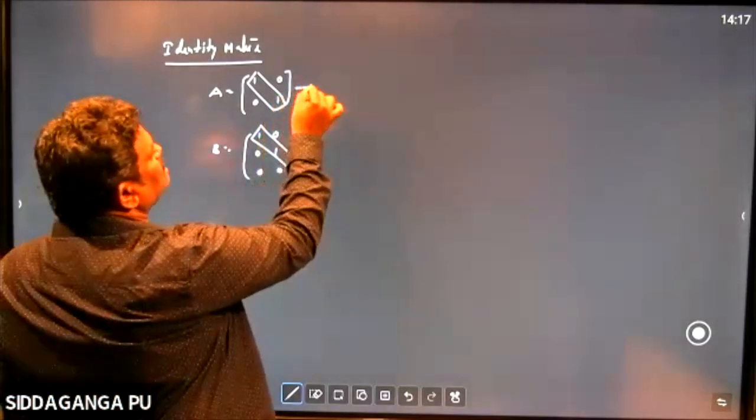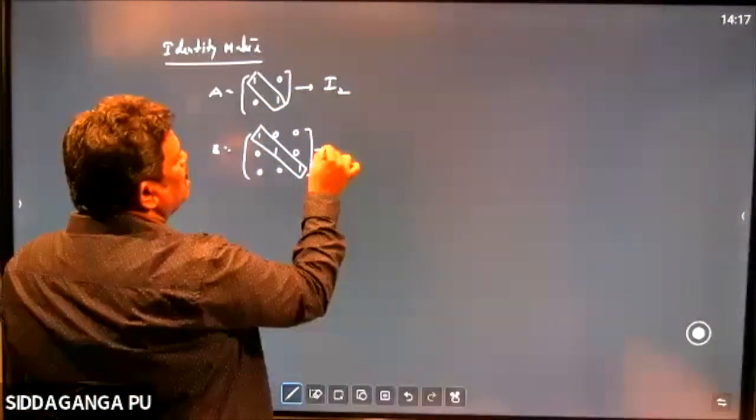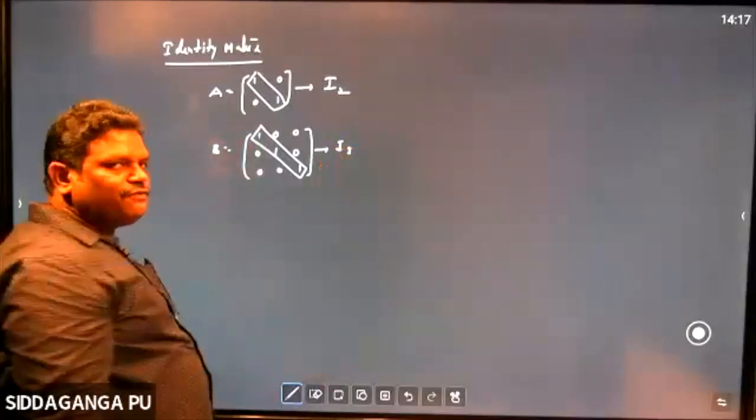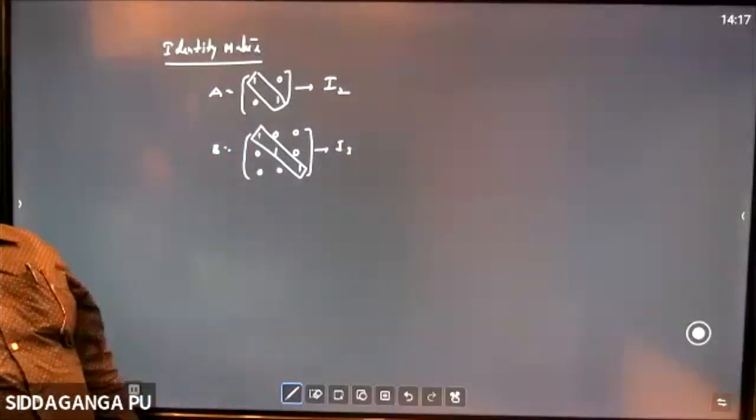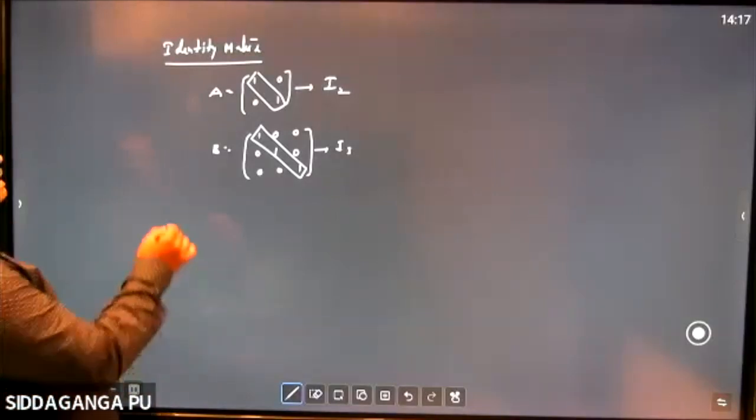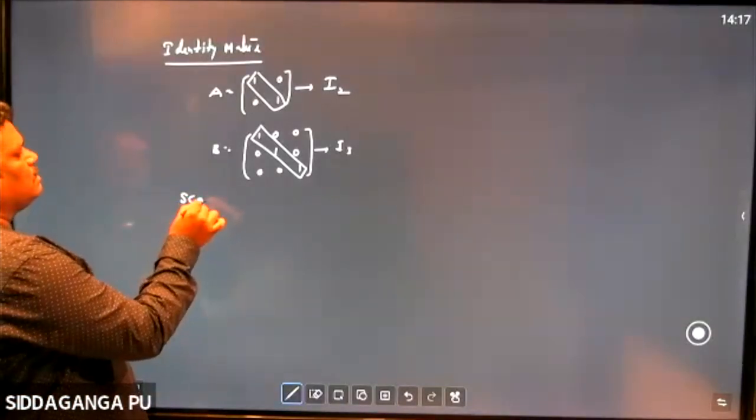Generally, identity matrix is denoted with the letter I: I2, I3. That suffix defines the order of the given matrix. That is the identity matrix. Okay, now another one is scalar matrix.